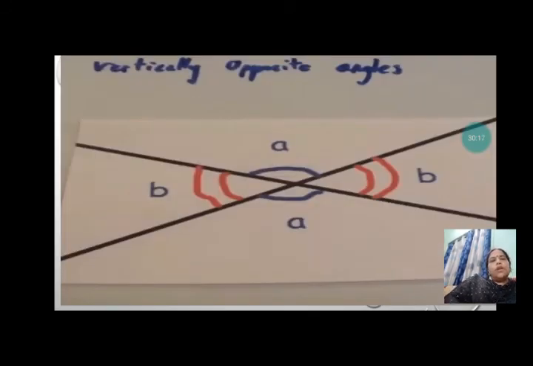Now here also you can see that angle A and angle A, these both are equal, because they are vertically opposite angles. This B will measure the same as this B. They will have the same measure because they are vertically opposite angles, so their measure will be equal.